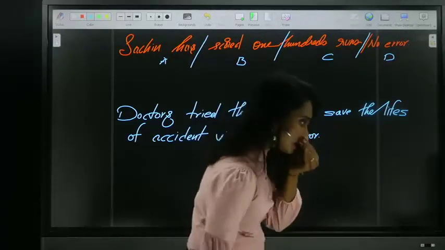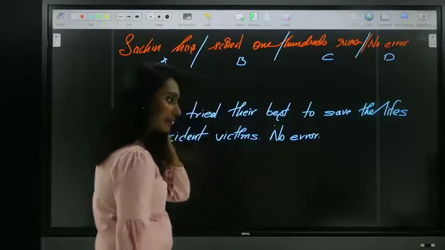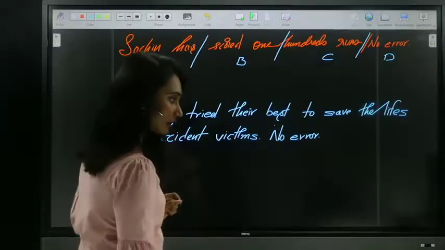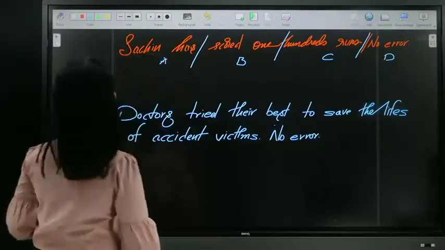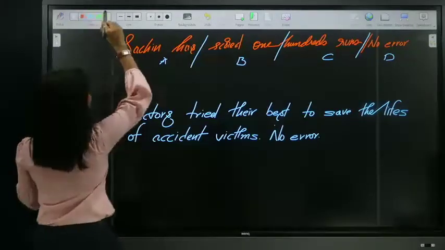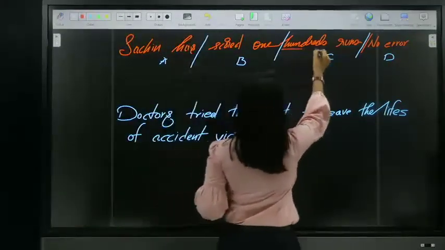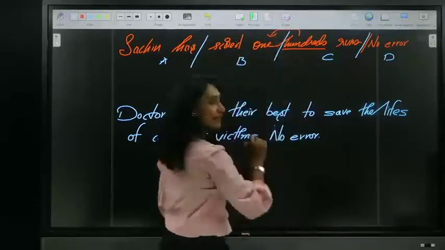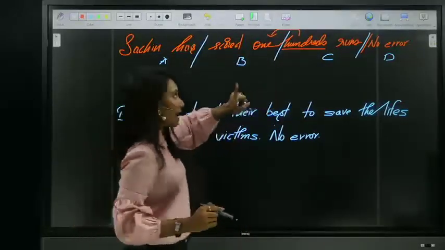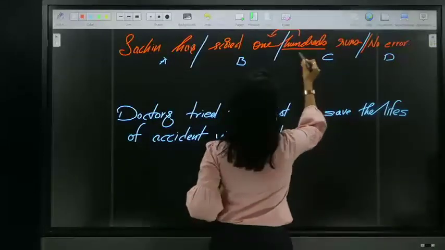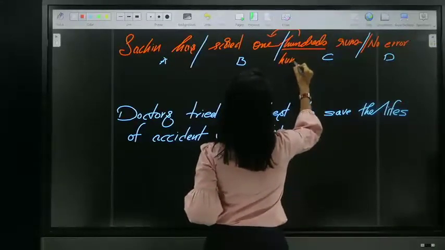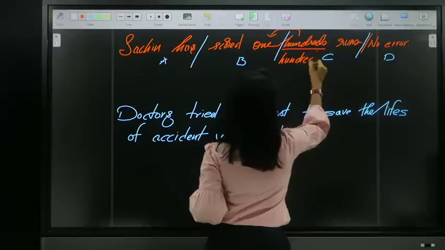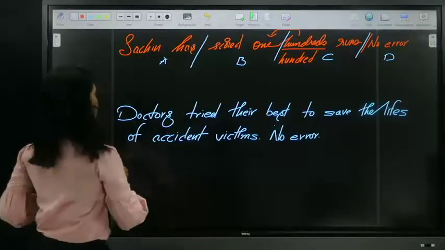So we got it. Yes, exactly, exactly. You're correct, guys, Swapna and Angela. So we discussed that it should be singular, especially when it is preceded by a number. Here, the number is definite, and that number is one. So it should be 100. Correct, guys.